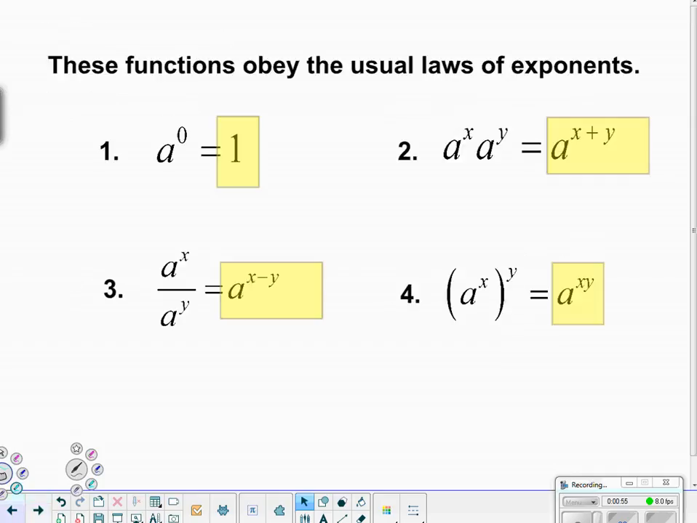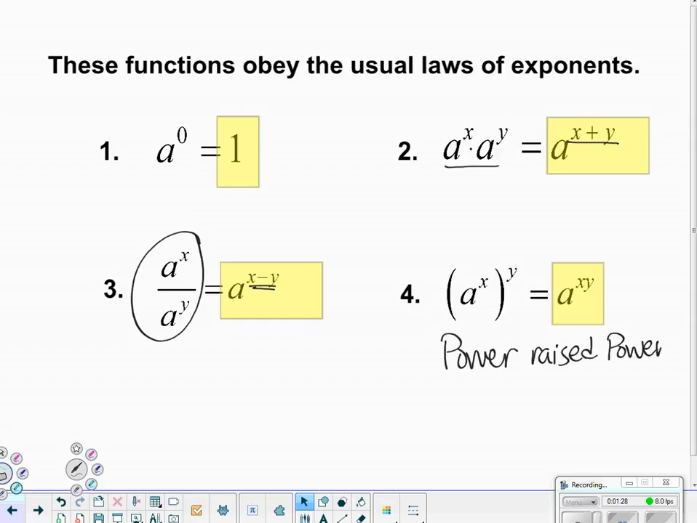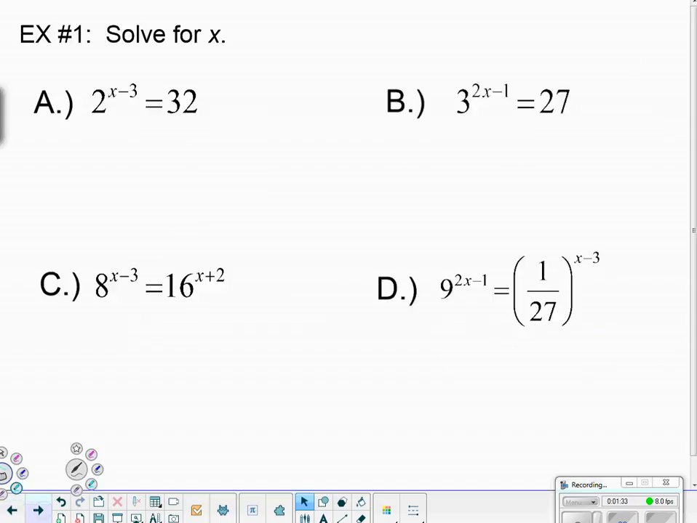A few things to review again. Just some exponent laws. And a to the 0 we know equals 1. A to the x times a to the y: if I have two bases that are being multiplied, I add their exponents. If I have the quotient rule, a to the x over a to the y, I subtract their exponents. And if I have a power raised to a power, I multiply the exponents. So remember those, because those are going to be helpful.